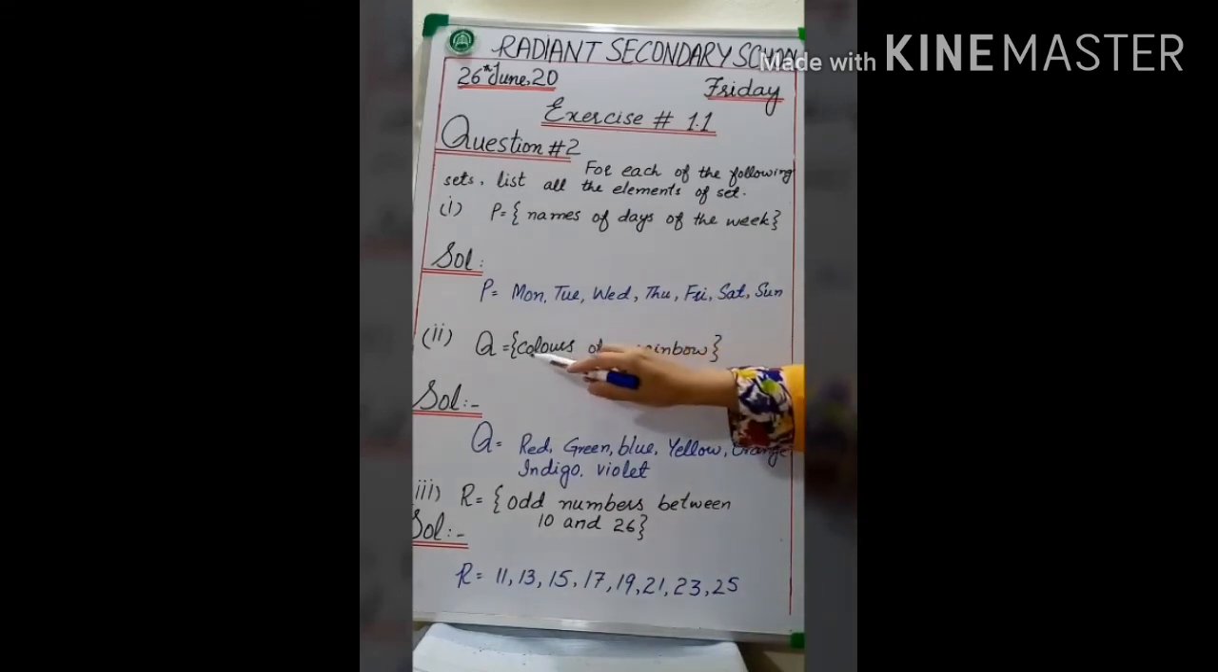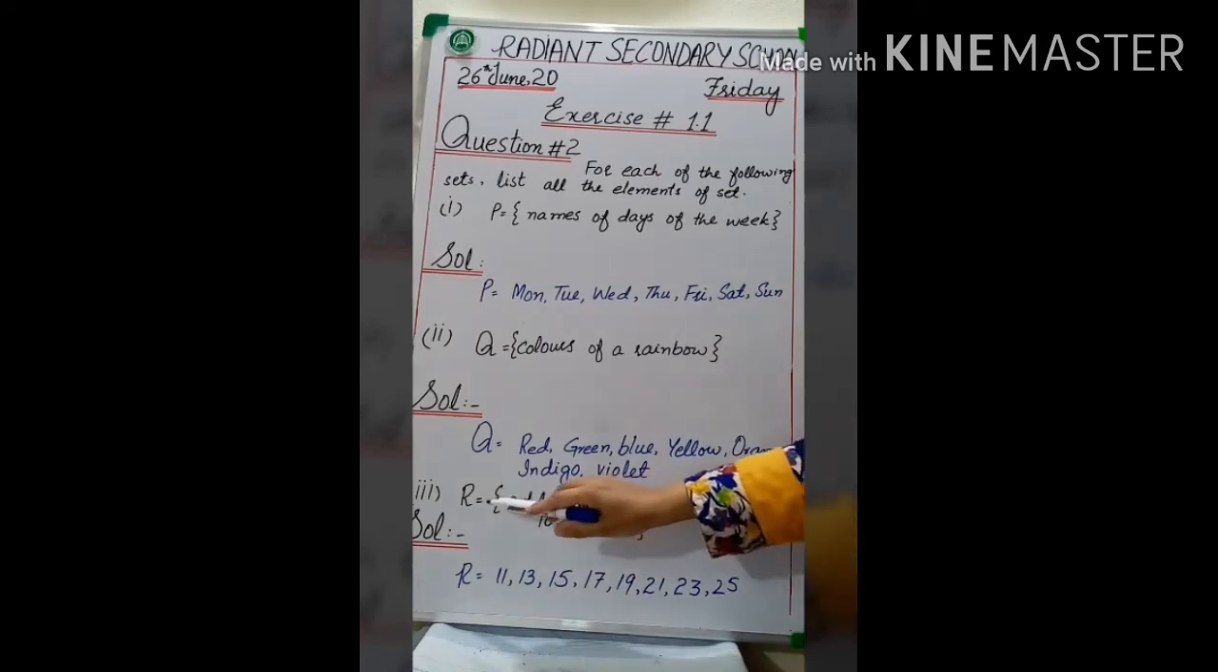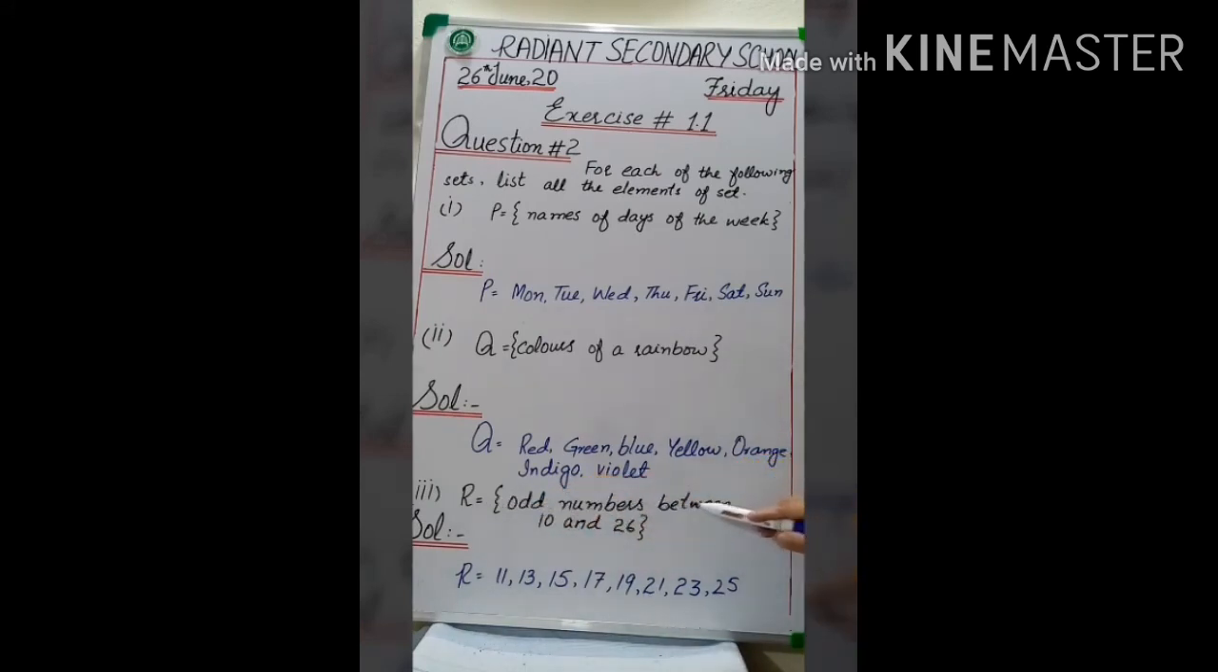The second part is: set Q is equal to colors of a rainbow. As you know, there are 7 colors in the rainbow: red, green, blue, yellow, orange, indigo and violet. Third part is: R is equal to odd numbers between 10 and 26. You know very well what odd numbers are. Odd numbers are not divisible by 2. So the odd numbers coming between 10 and 26 are 11, 13, 15, 17, 19, 21, 23 and 25.